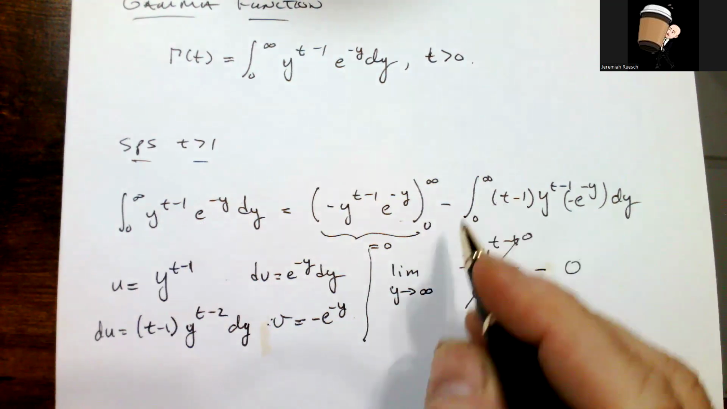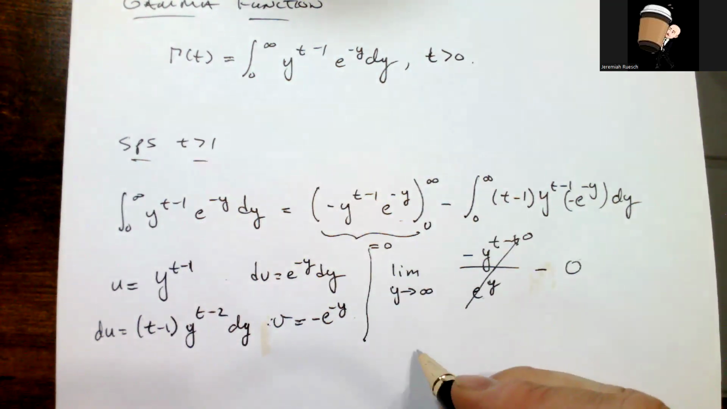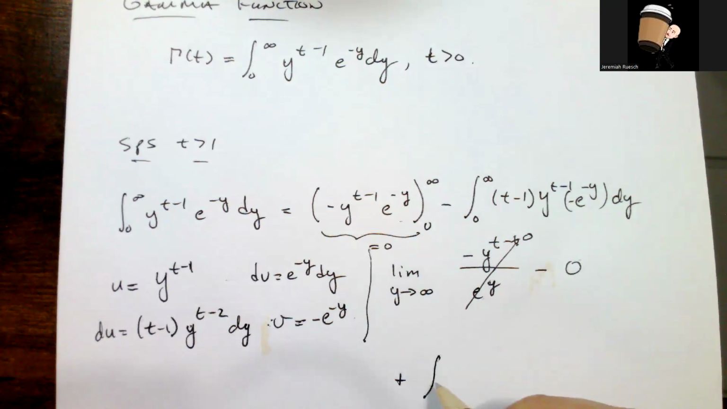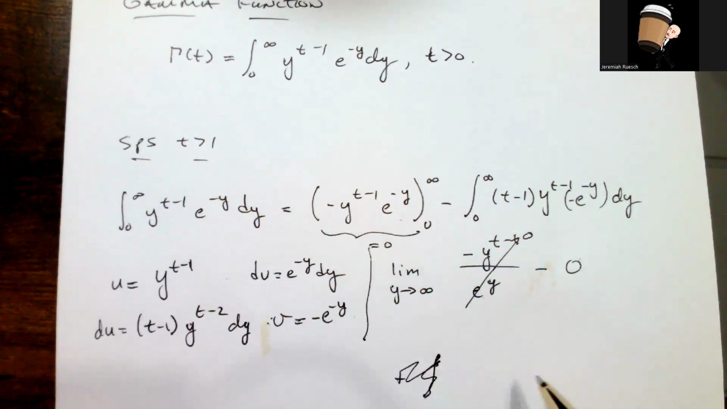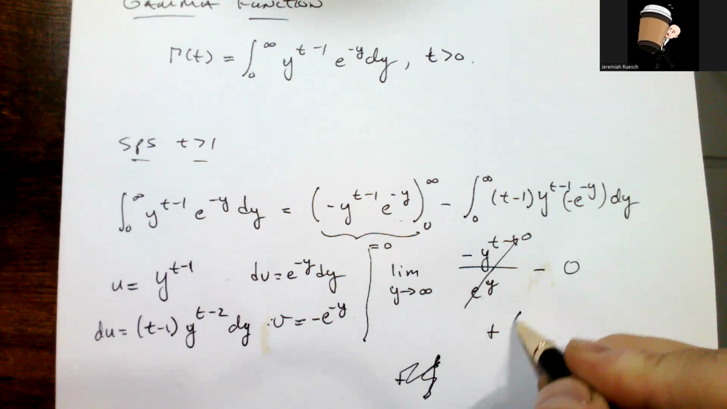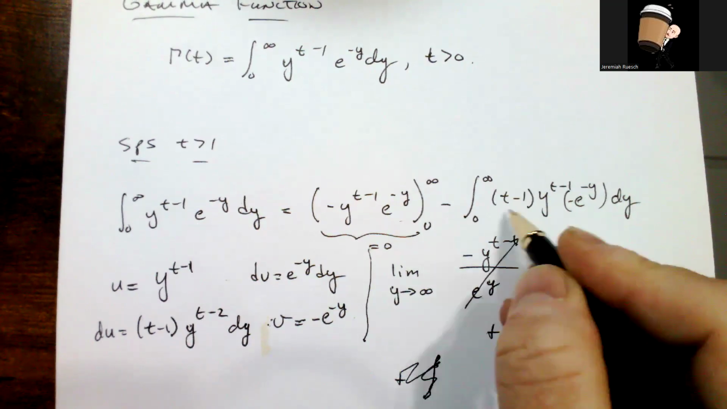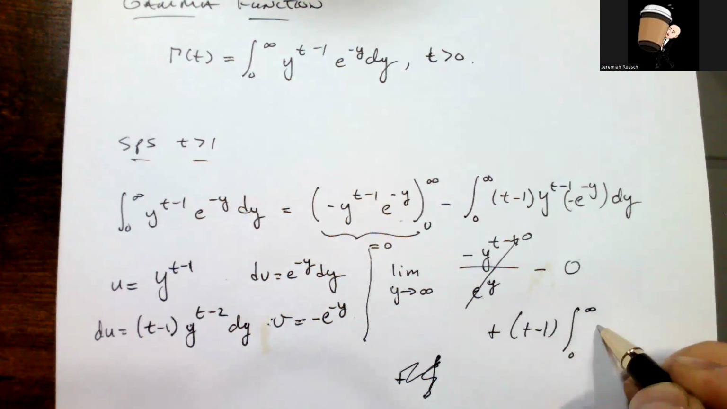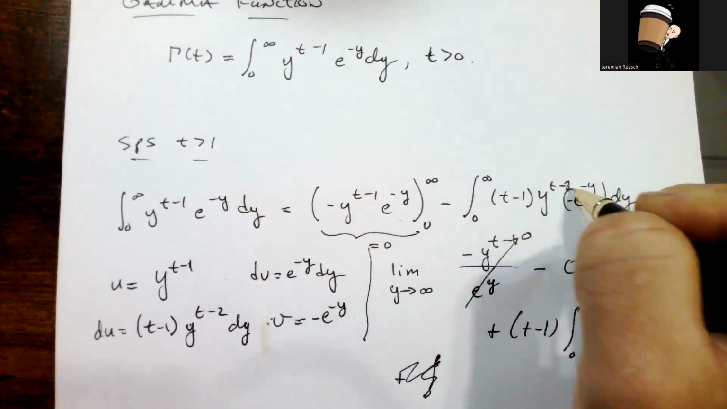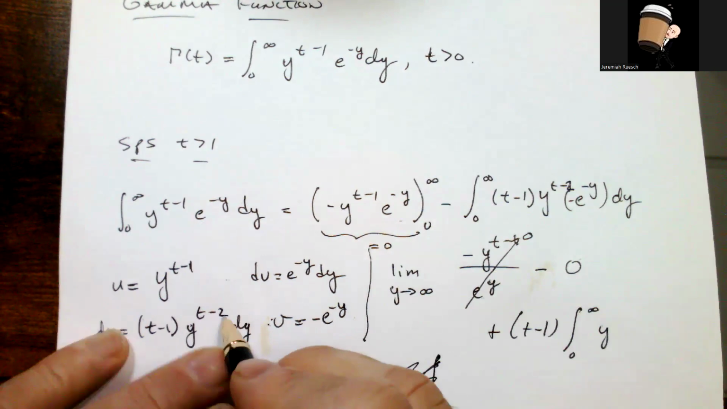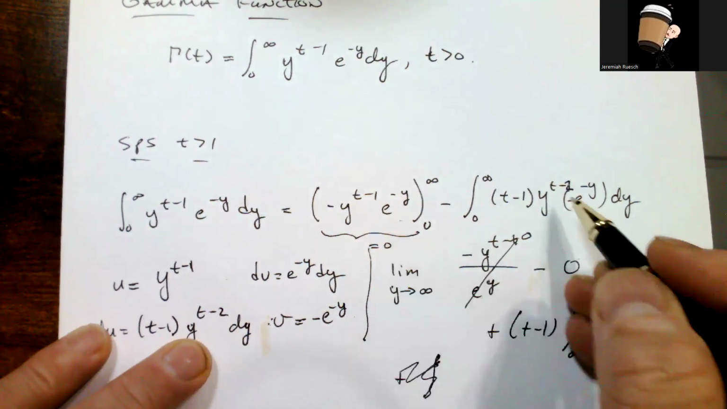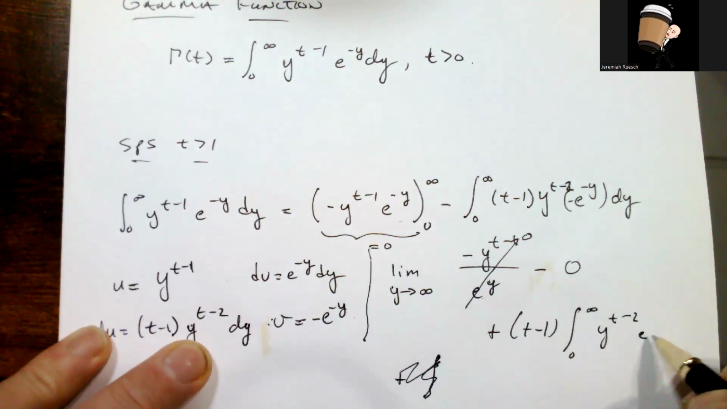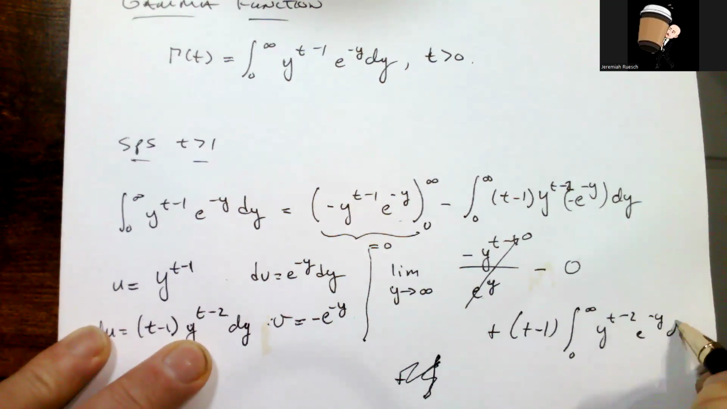And dealing with this, then, as mentioned earlier, taking out the common factors, that's going to become a plus t minus 1, factoring out the whole thing, the integral from 0 to infinity of y to the t minus 2, e to the negative y dy. Oh, there should be a 2 here. I wrote a 1, there should be a 2.